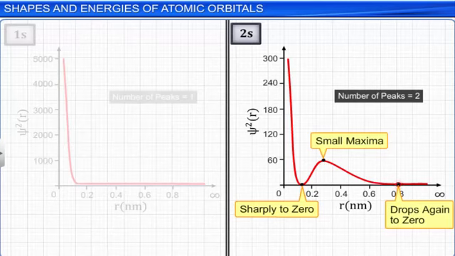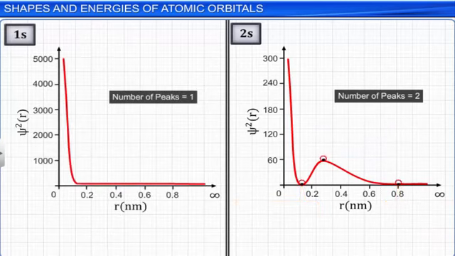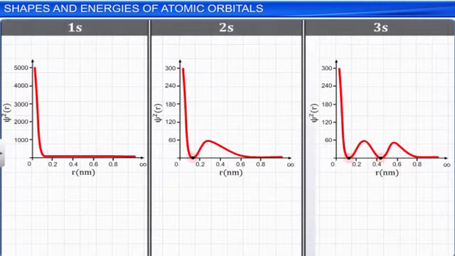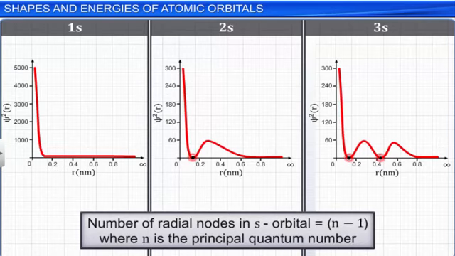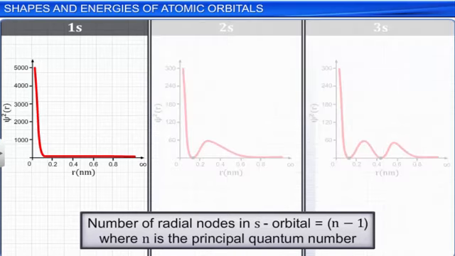The region where the probability density function reduces to 0 is called radial nodes or nodal surfaces or nodes. For s orbitals, the number of radial nodes increases with the value of the principal quantum number n and is found to be equal to n-1. Therefore, 1s orbital does not show any nodes, whereas 2s and 3s orbitals show 1 and 2 nodes respectively.